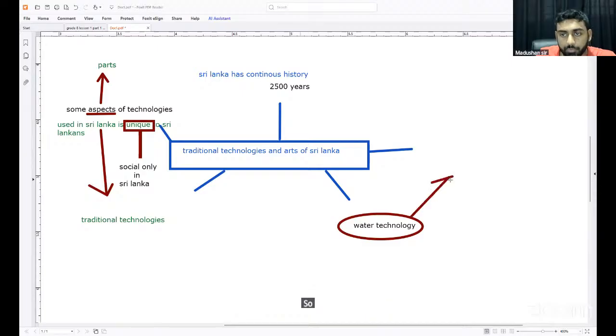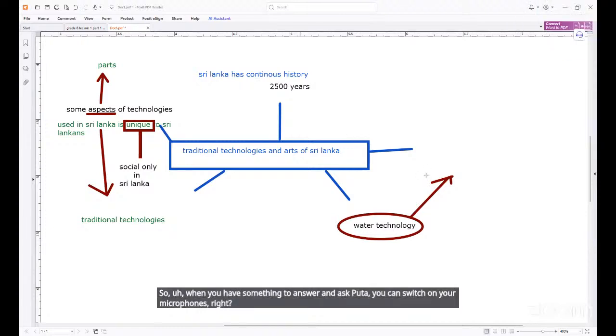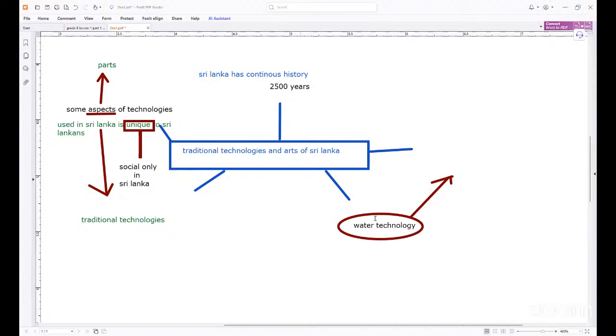So when you have something to answer and ask, Putta, you can switch on your microphones, right?